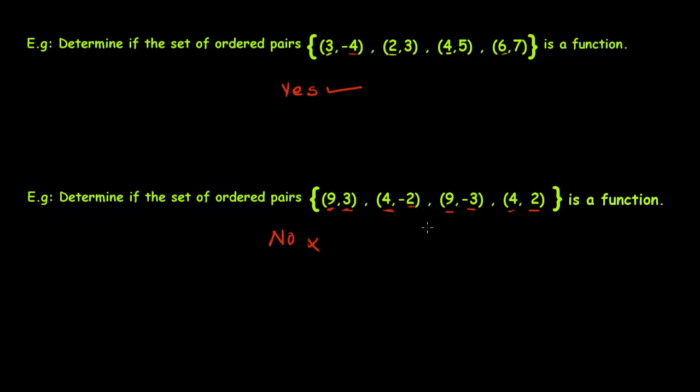So you can see that to understand which one is a function, you just need to hold on to your definition. A function is a set of ordered pairs in which no two different ordered pairs have the same x coordinate. So we have 9 comma 3, 9 comma minus 3. They are two different ordered pairs, but they have the same x coordinate, which is 9. We have 4 comma minus 2, 4 comma 2. Two different ordered pairs having the same x coordinate, which is 4. So this is not a function.